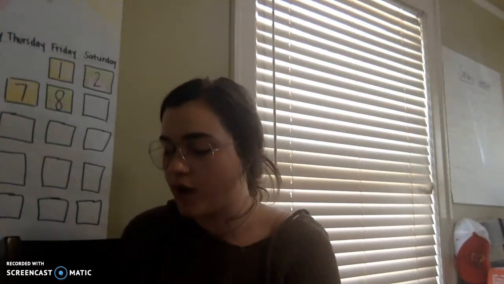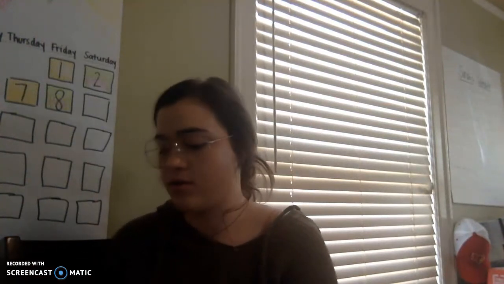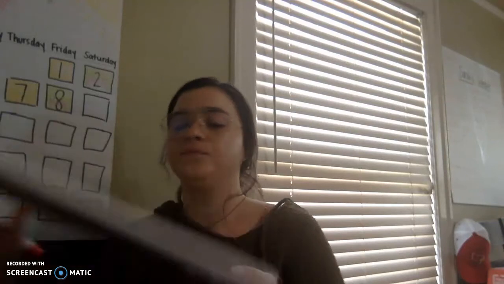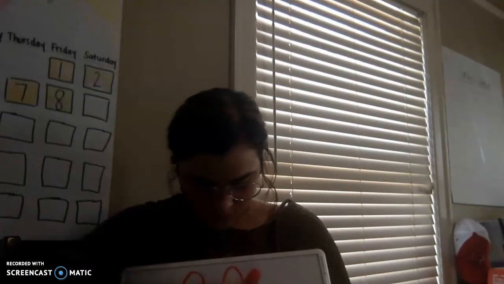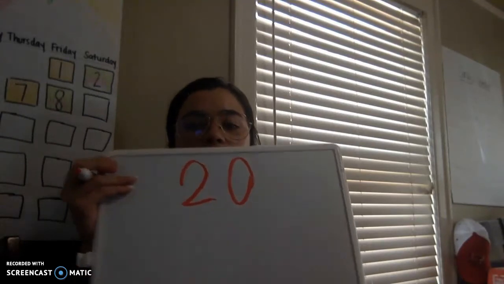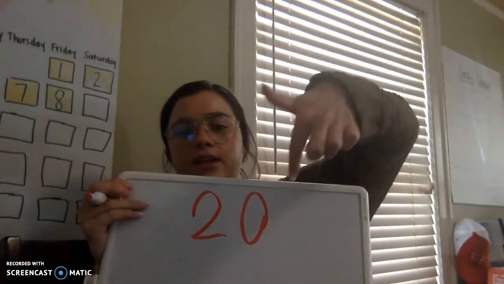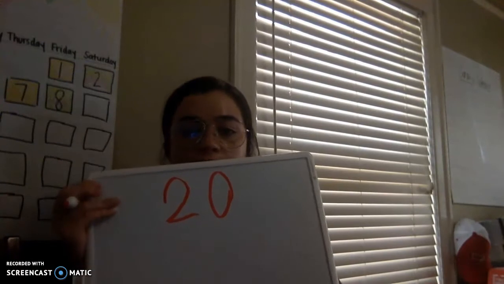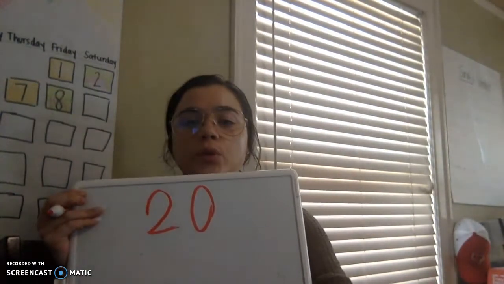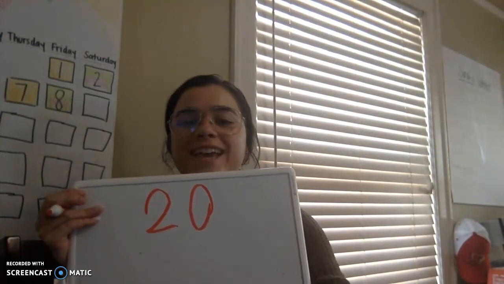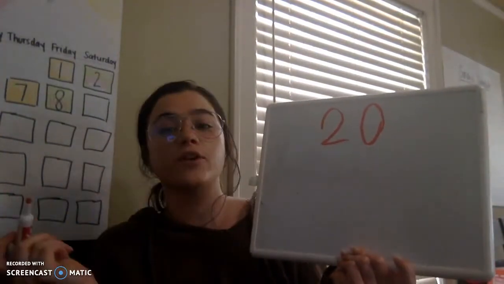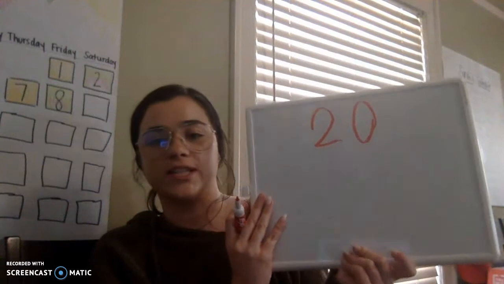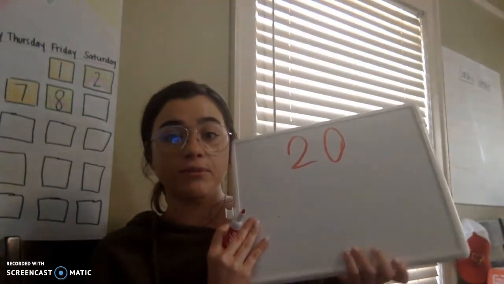Okay, we're going to do one more. Can anybody tell me what number this is? A 2 first and then a 0. What number is this? 20. Very good. 20. Very good, my friends. 2 and a 0 together is 20. Are you guys ready to count it with me?